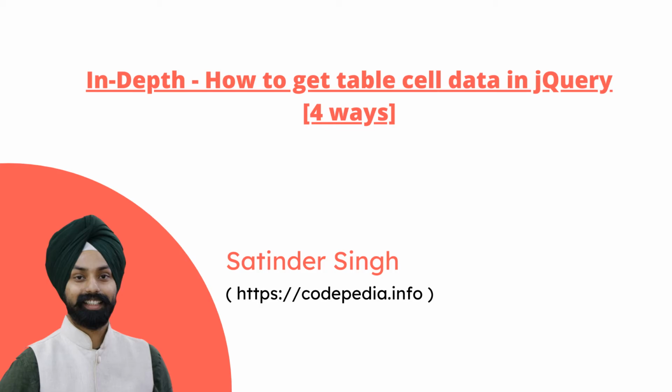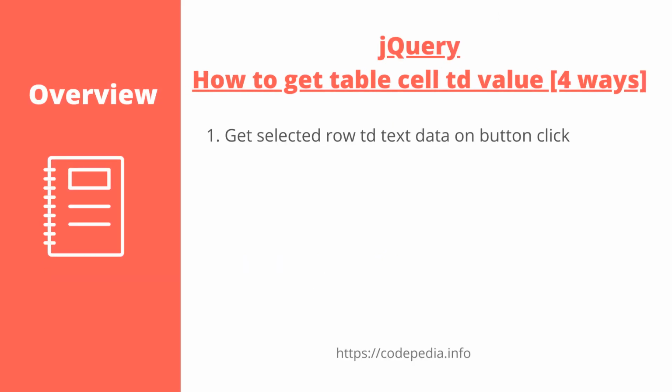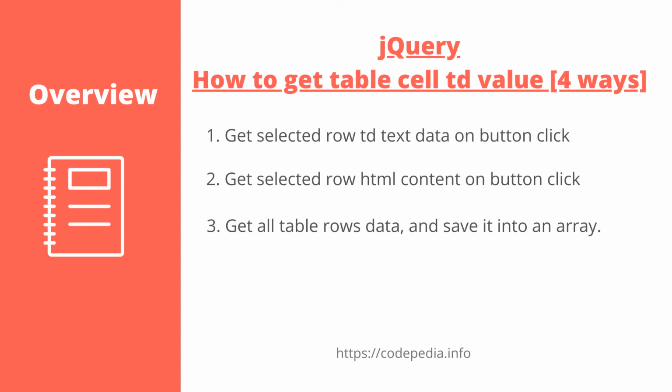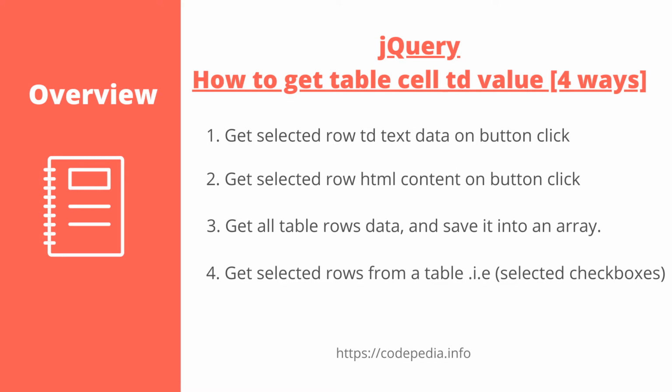Welcome to Codepedia. Here in this video we learn how to get table cell value in jQuery with 4 different scenarios that are: first, how to get selected row text data on button click. Second, how to get selected row HTML content on button click. And third, how to get all table row data and save it into an array variable. And last, how to get selected row data from a table that is based on checkbox checked.